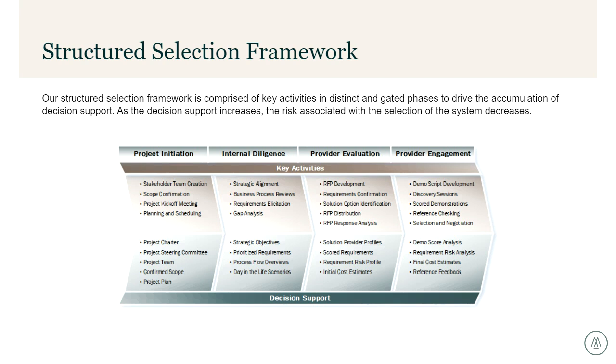The decision support that comes out of an internal diligence phase should be strategic objectives, prioritized requirements by process flow overviews, and day in the life scenarios. And we'll come back to day in the life scenarios when we get to provider engagement. But you need to kind of document, what do we do a lot of? What do people spend their days doing?